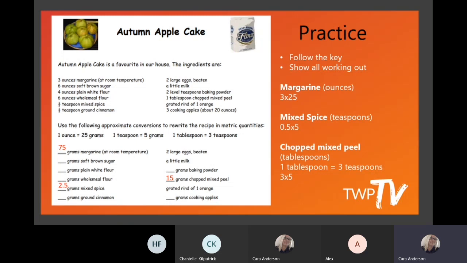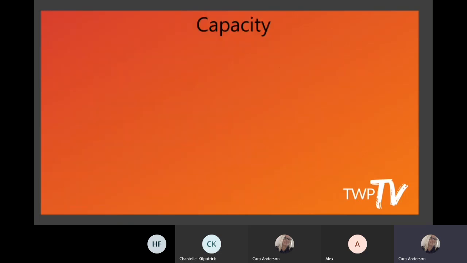So it's just good to look at the differences of where there's a key in there and where you're expected to remember. So in this occasion, you won't remember, but just remembering your 1,000 grams is 1 kilogram. Okay, so we're then going to look at capacity next. So there's 3 in here. So you've got milliliters, centiliters, and liters.